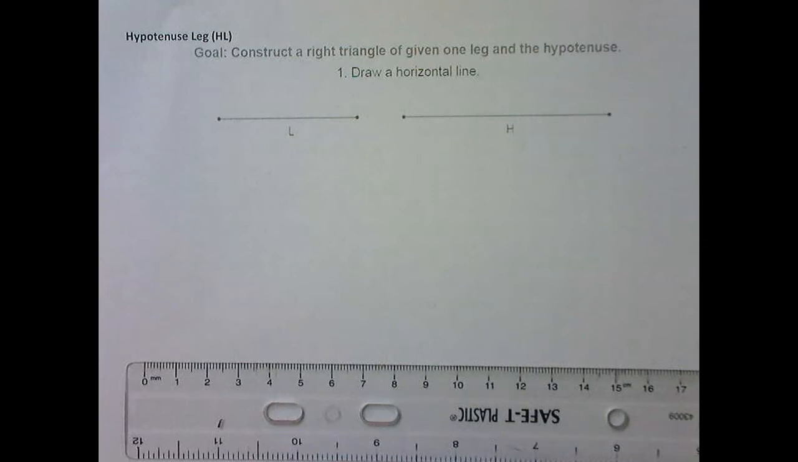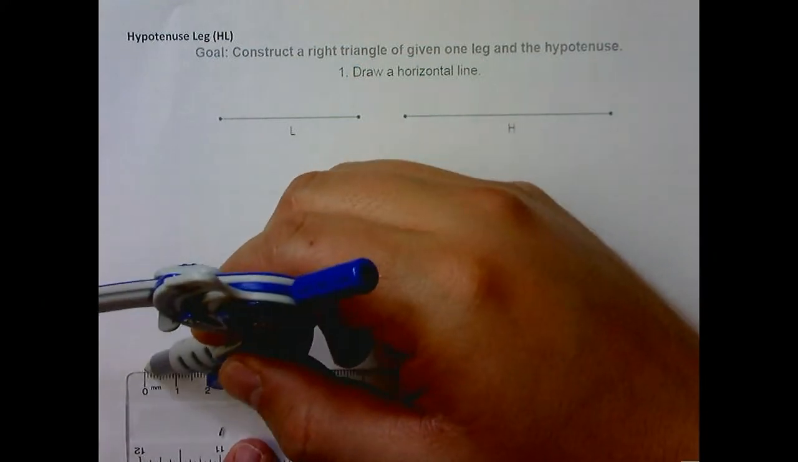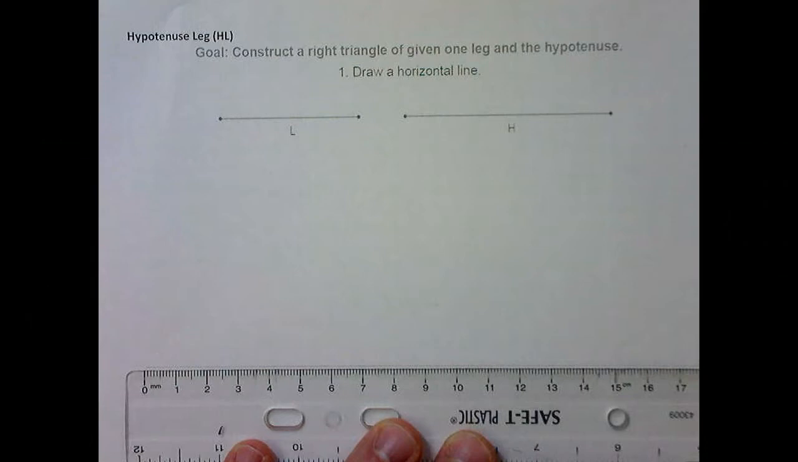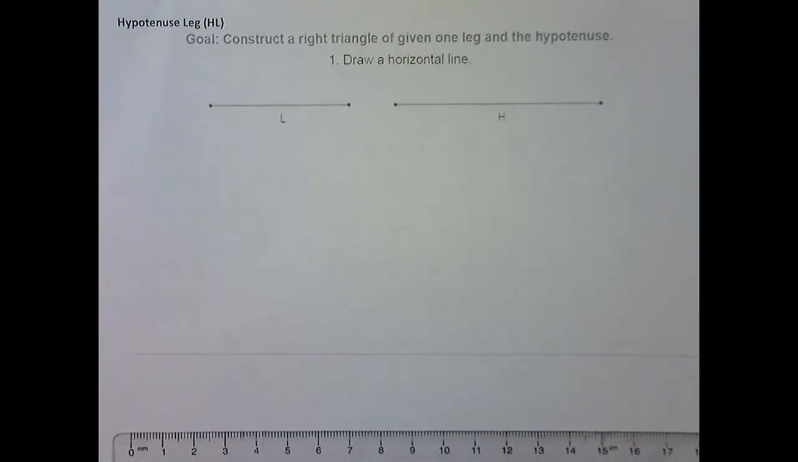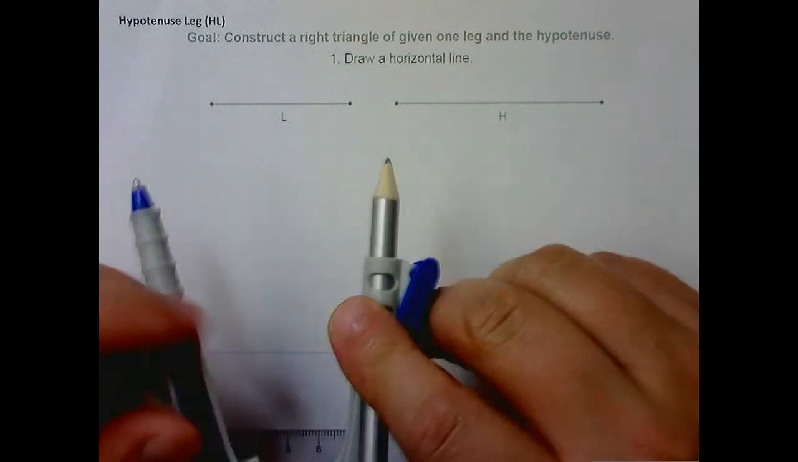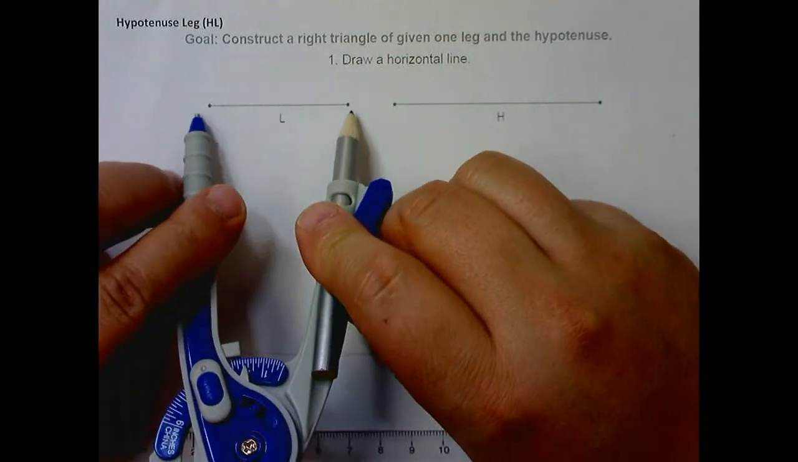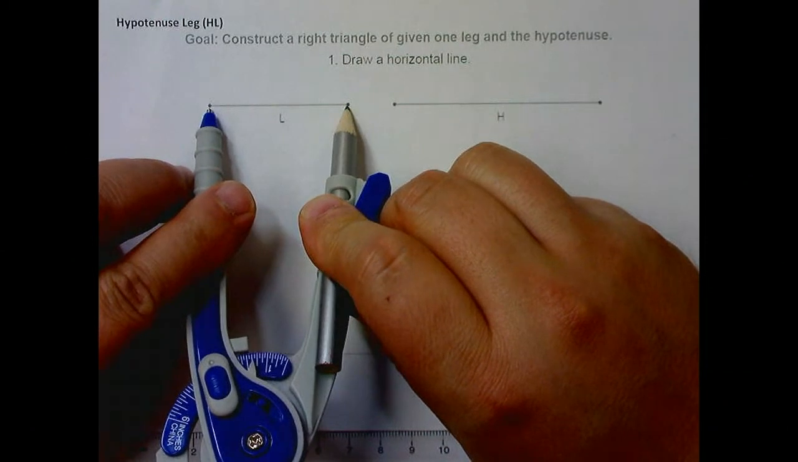But to do that, we're just going to start off by creating any old horizontal line. And the reason we're going to do that is because we're going to need to create a perpendicular line to that. Now while we're at it though, we might as well go find a leg by copying the length of the given leg. Okay, so here we are.